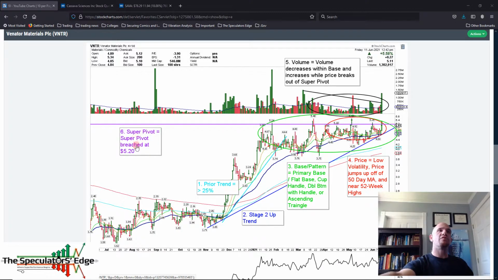But we are reaching out of the super pivot at $5.20 on high volume today. This is a good indication that we could move past those 52-week highs. This is an IPO stock. I think this stock IPO'd about 4 years ago, something like that. So being the primary base with this stock, it could have lots of room to run.